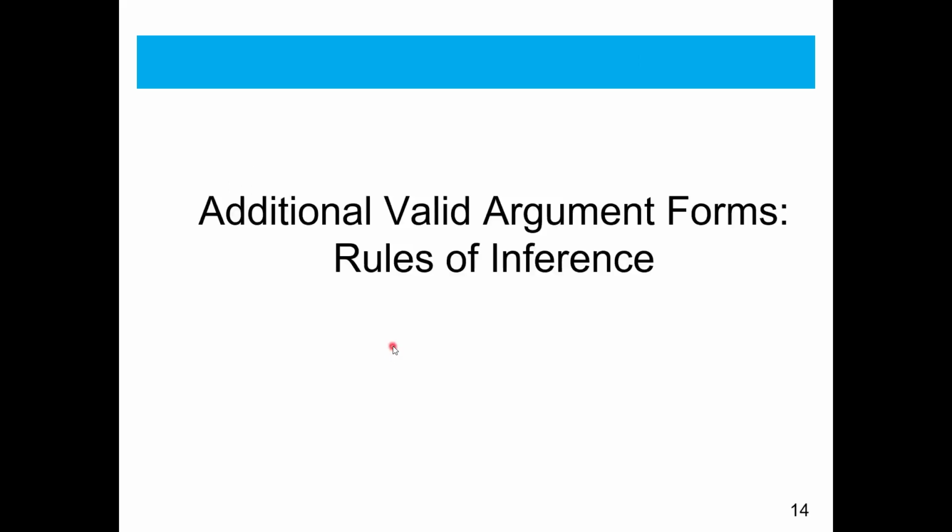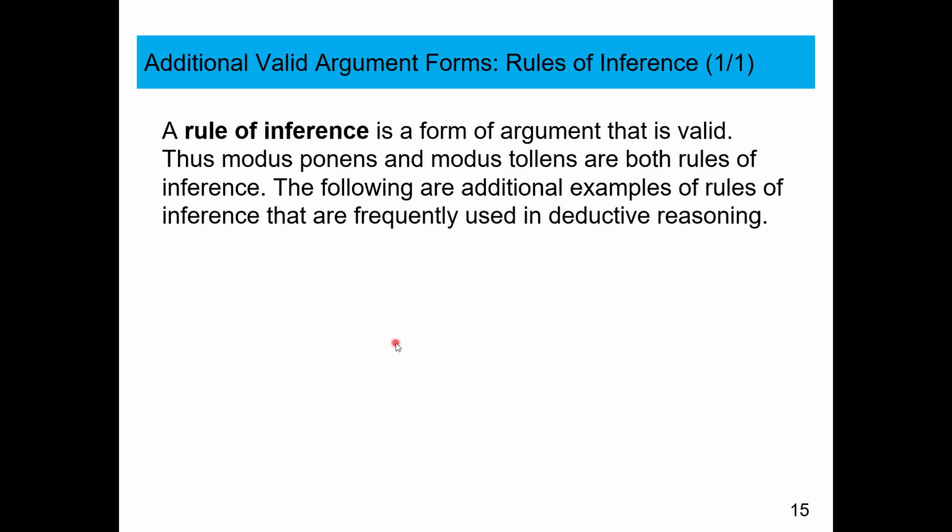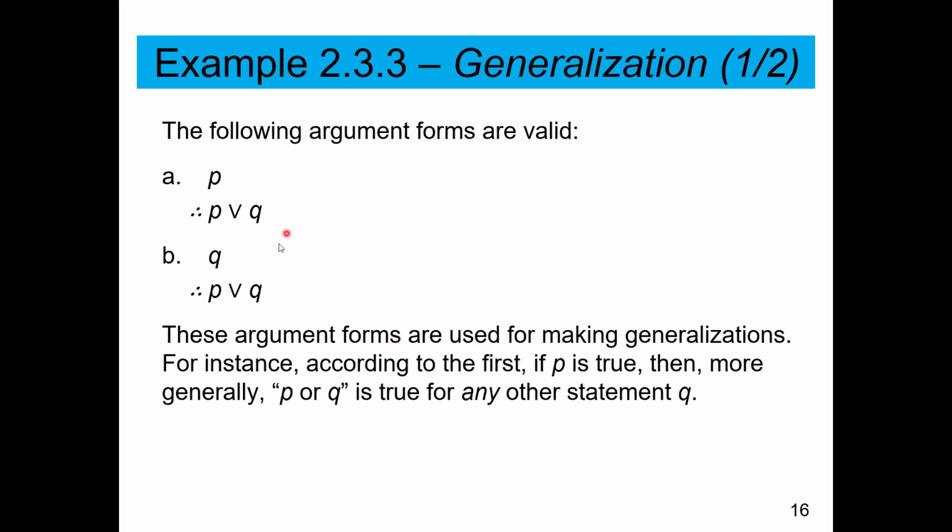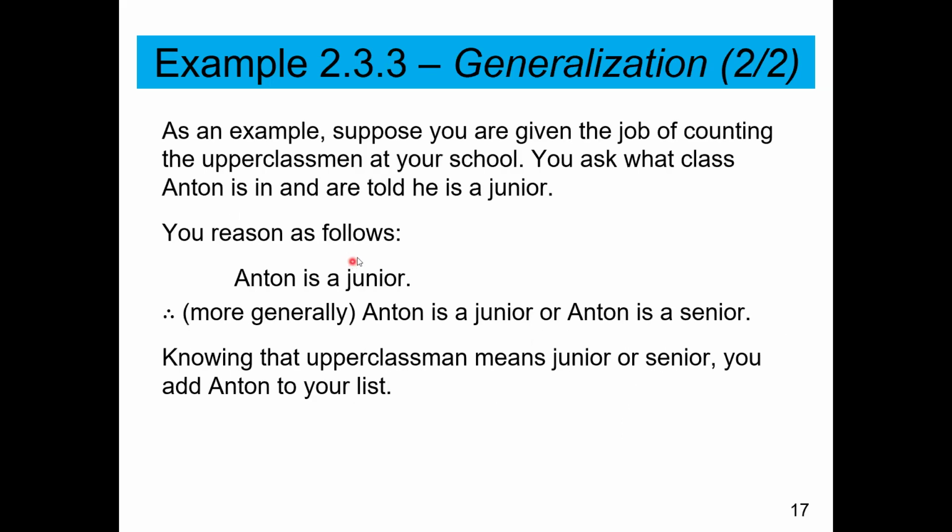All right. Let's talk about some other valid argument forms that we can infer stuff. Inference just means that they lead us to the same conclusion using deductive reasoning. So if P is true, then P or Q has to be true. That's just a generalization. In other words, if something is true, then I can say it's true or something else. A good example, I really like this on this next slide, is we have Anton. And Anton is a junior. Therefore, we could say that Anton's a junior or senior.